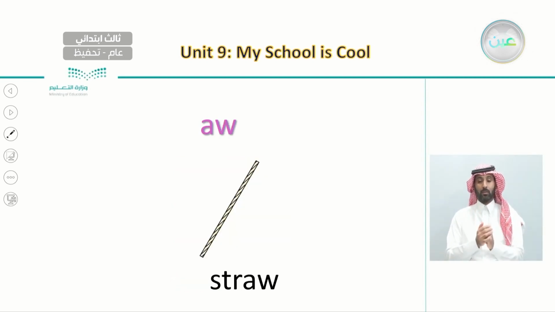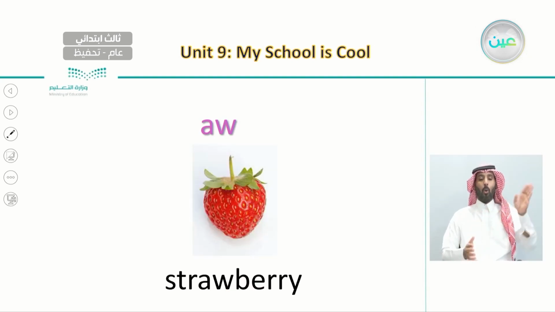And also the other word here that has the sound of A and W, like straw. Straw. And here we can see the sound at the end. Also another word with the same sound, which is strawberry, strawberry, also with the sound of A and W.